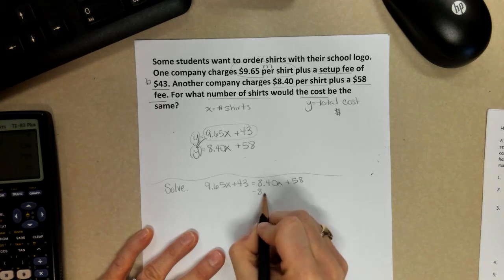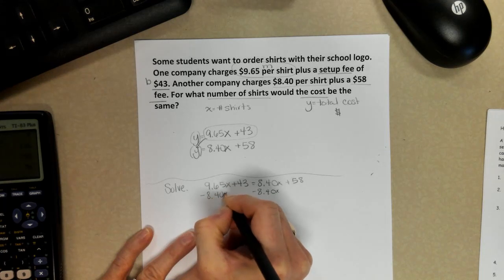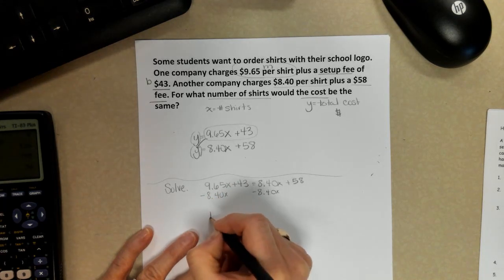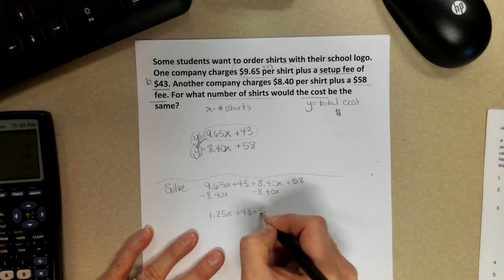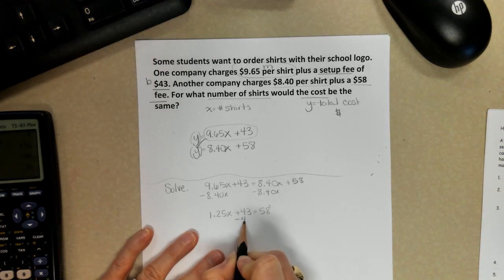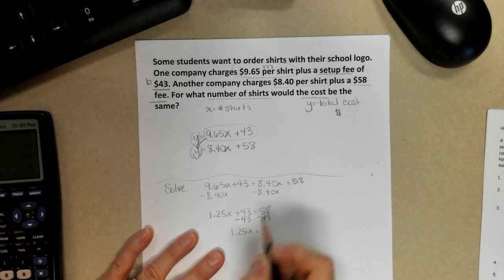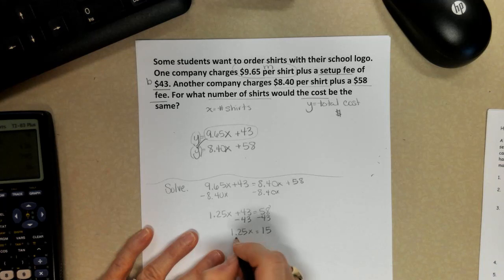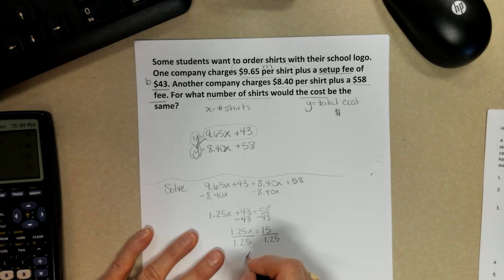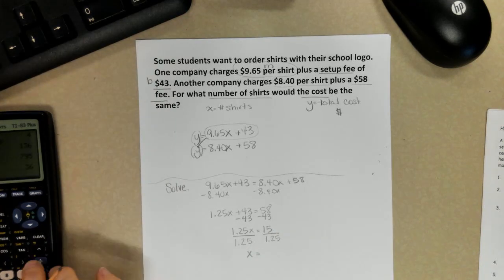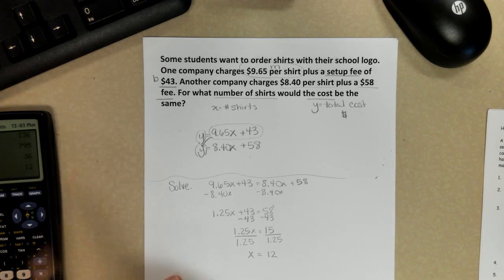I think I will start with subtracting $8.40x, so I don't have negative money. So I'll have $1.25x plus 43 equals 58. Then I'll subtract 43. This is the easy part, right? That gives me 15. And I'll divide by the 1.25. So x is 12. And that's all I have to do to answer this problem.